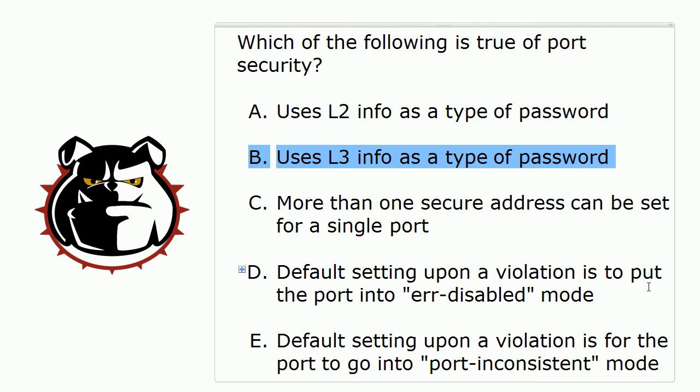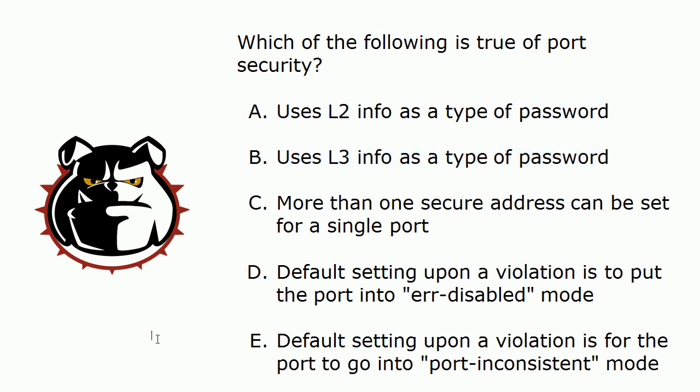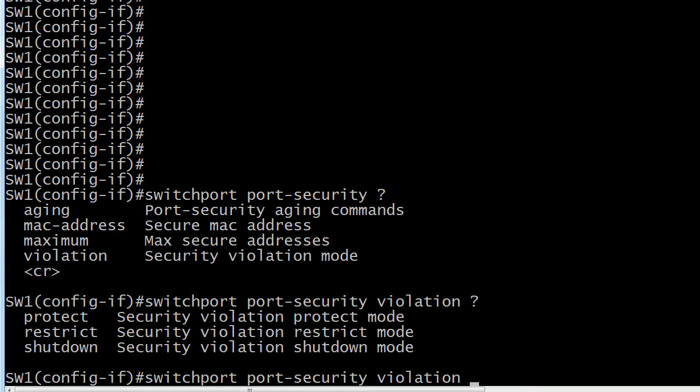Now, more than one secure address can be set for a single port. This is actually true, and let me show you very quickly how you can do that. There's one basic command really with port security, and it is the switchport port-security command. Remember that it's got to be enabled to begin with, and you just do that with switchport port-security, and that's it. Then just hit the enter key. But after that, you've got aging options. That's where you can set secure MAC addresses. That's where you can set the number of secure addresses.